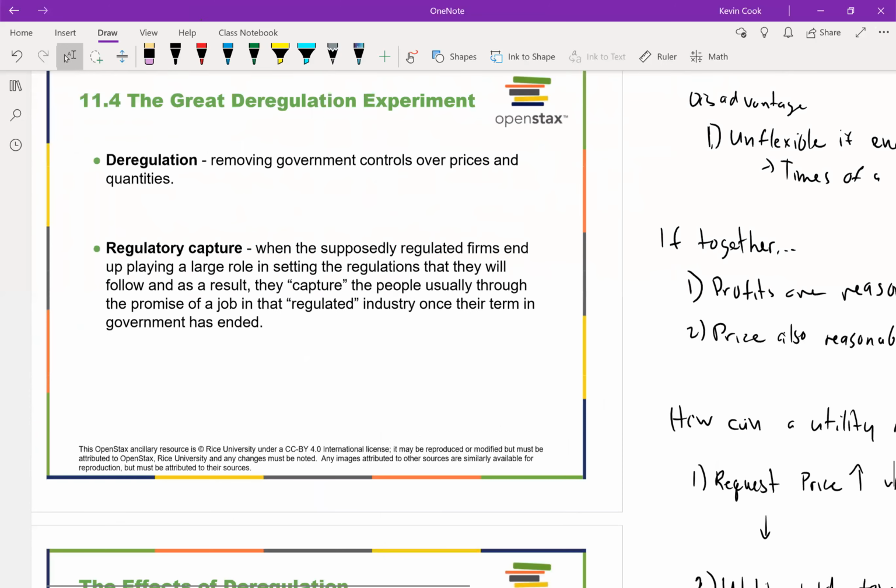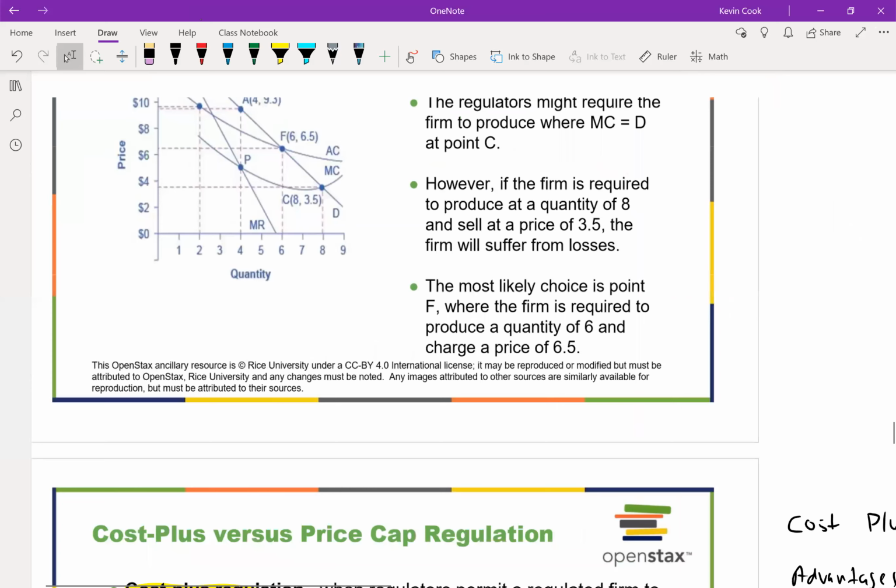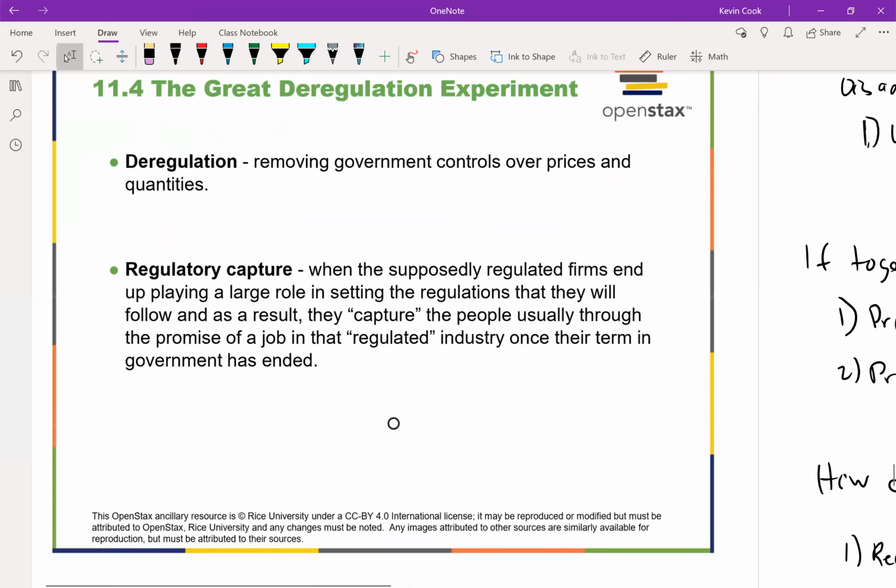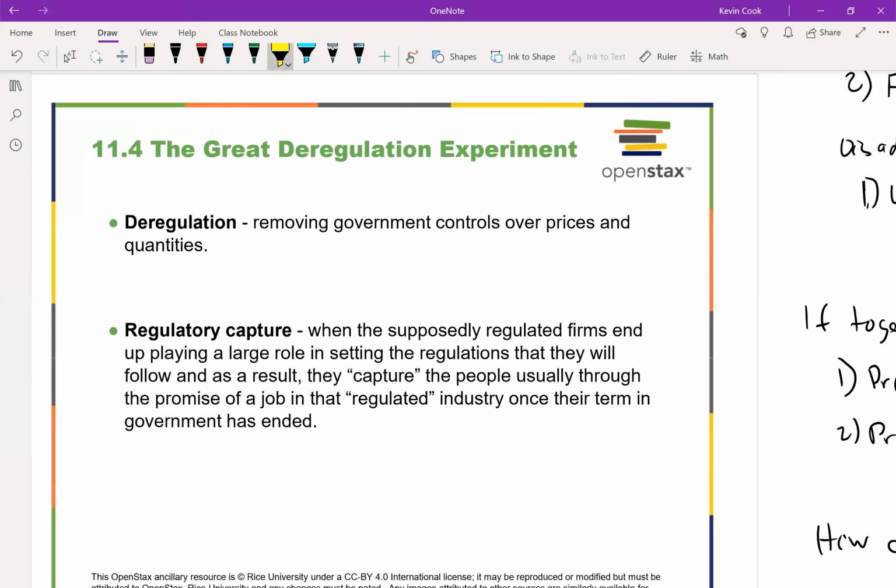So one of the issues that can come up with regulation is, well, there are issues that can come up. So we're going to get into what's called deregulation. There may come a time in our market, or as we go through time, that we want to deregulate an industry. That is, we're going to remove these government controls over prices and quantities.